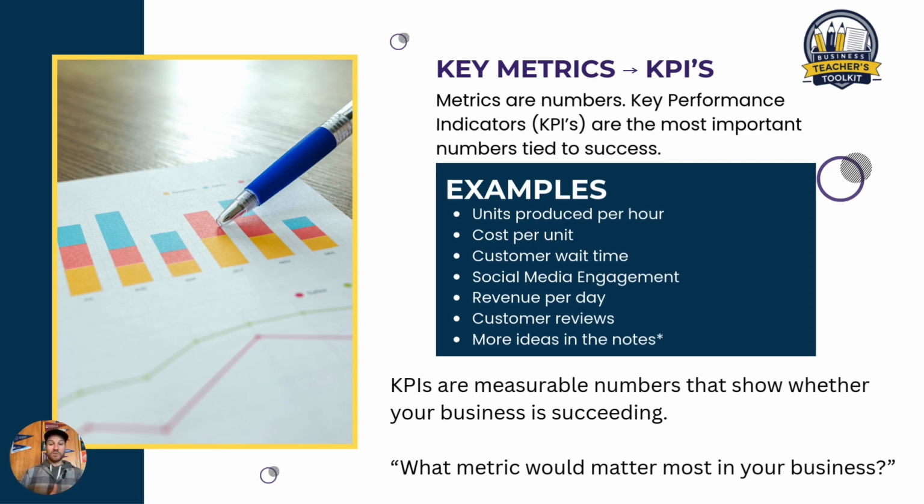For example, KPIs would be units produced per hour, cost per unit, customer wait time, social media engagement, revenue per day, customer reviews, and more. So when I think about this, for example, if I go to a fast food restaurant and I'm going through the drive-through, you better believe that business is tracking how long it takes each customer to go through the drive-through so that they can figure out where's the bottleneck and how do we get better. These KPIs are measurable numbers that show whether your business is succeeding or not. What metric would matter most in your business?